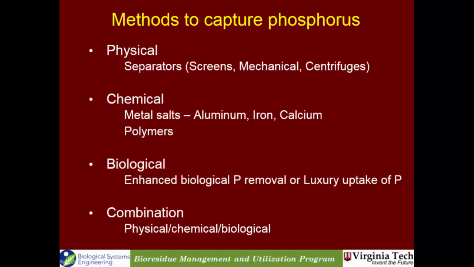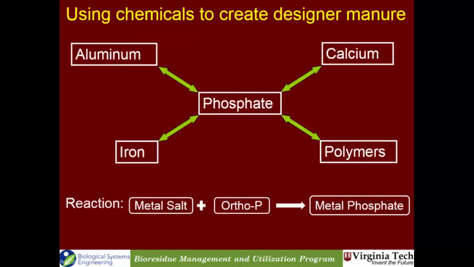I'm not going to go over the methods to capture the manure. They are physical, chemical, biological, and combinations of these. We use all of those in our application. What I'm going to focus on today is using chemicals, very familiar to those who work in this area: aluminum-based, iron-based, calcium, and in some cases, polymers.